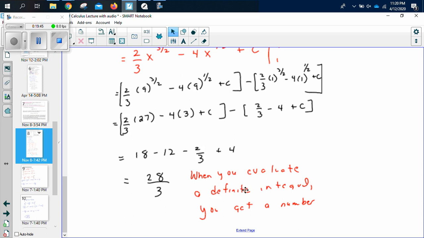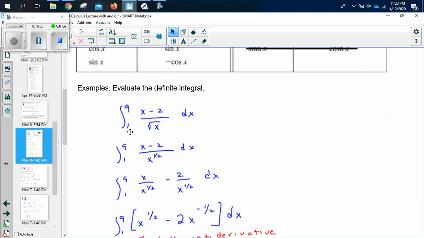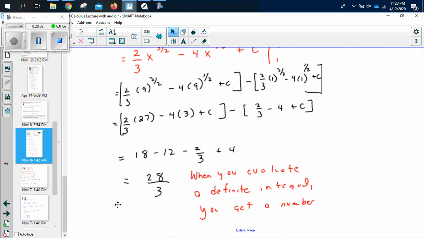So when you evaluate a definite integral, you get a number. It's a definite integral because it has numbers here, it has values for your endpoints. An indefinite integral wouldn't have anything written right here. And so we get a number.